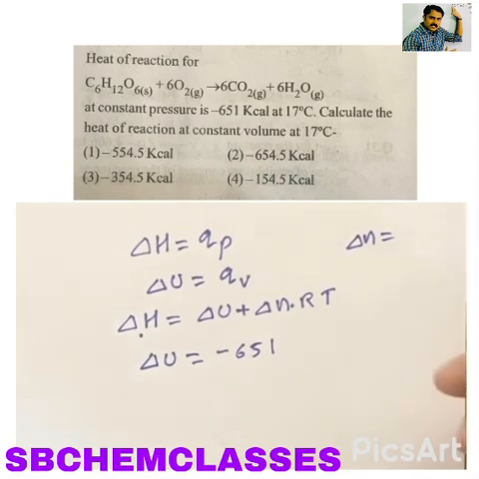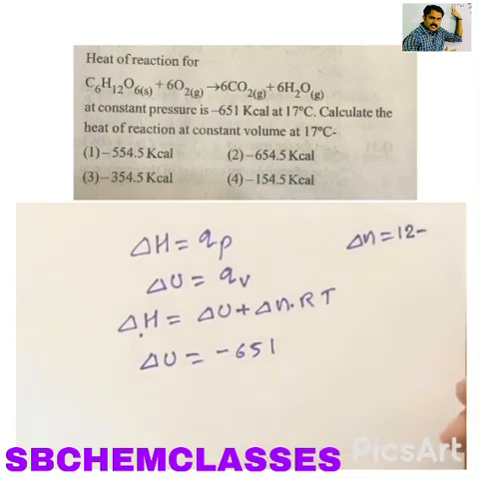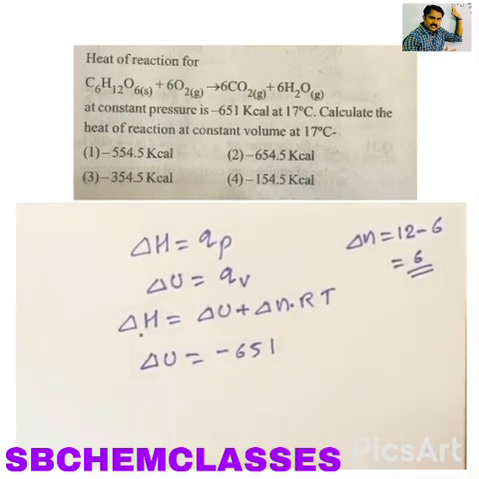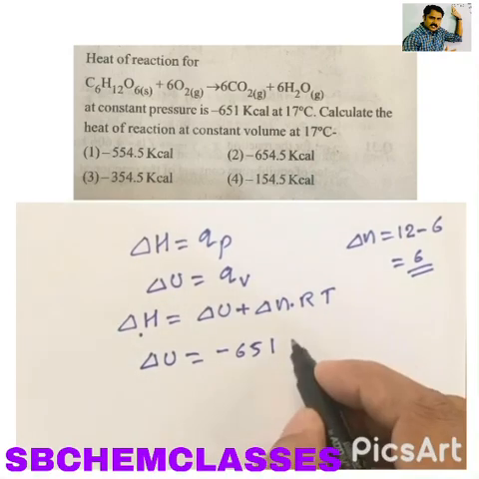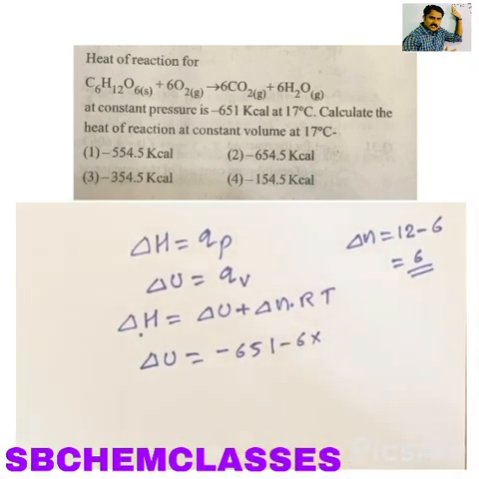That is number of moles of product minus number of moles of reactant. Total number of moles of product 12 minus number of moles of reactant 6. That's equal to 6. Here also only gaseous state is considered. So delta U equal to delta H minus delta nRT. So minus 6 into R value.